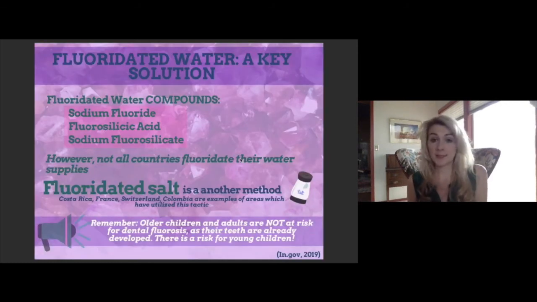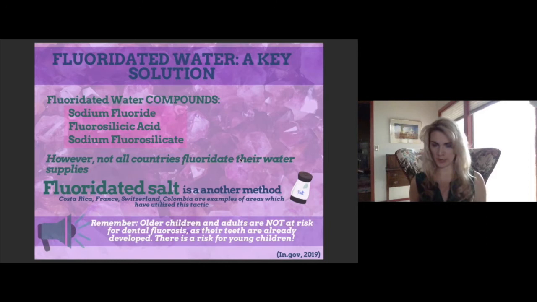So fluoridated water, a key solution. Is there just one or are there multiple? There are many different compounds used to fluoridate water and they are regulated. There's sodium fluoride, there's fluorosilicic acid, there's sodium fluorosilicate. Say any of those 10 times fast. However, it is important to note that not all countries in the world fluoridate their water supplies. For countries that have community water supplies, fluoridated salt is another common method for providing fluoride to people, and that's Costa Rica, France, Switzerland, Colombia. Those are just some examples. Here in the United States, we're used to iodized salt.